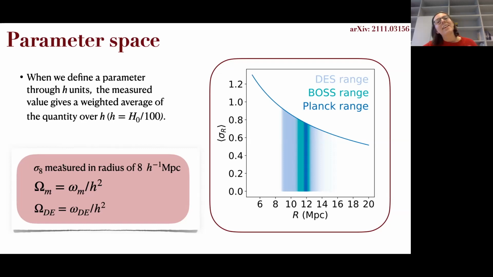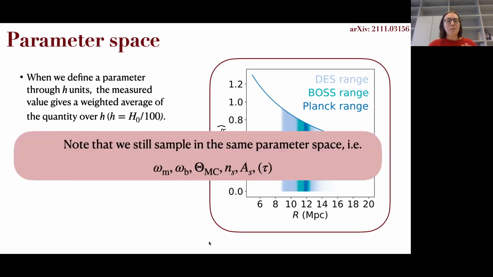Okay. Well, therefore, in this work, we want to focus on the physical parameters. So first of all, instead of sigma 8, we want to use sigma 12, which is essentially the same parameter, but measured on the scale of 12 megaparsecs, so on a physical scale. And then instead of the relative matter and dark energy densities, we want to measure the physical equivalents, so the physical matter and dark energy densities.